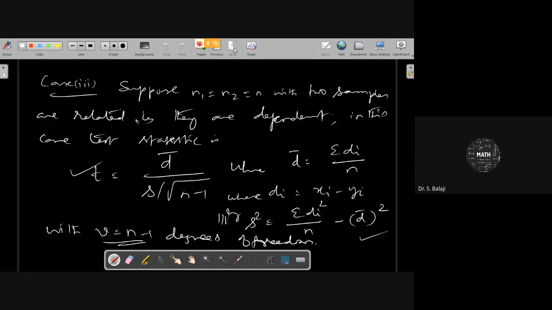The last is sizes equal with a dependent condition. The sample results are taken before and after, for example before taking medicine and after taking medicine, but from the same persons. For that type of problem, you can use this idea.